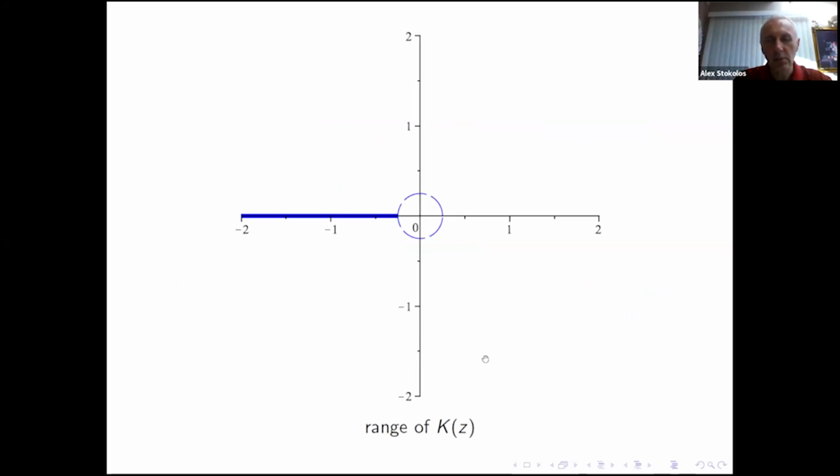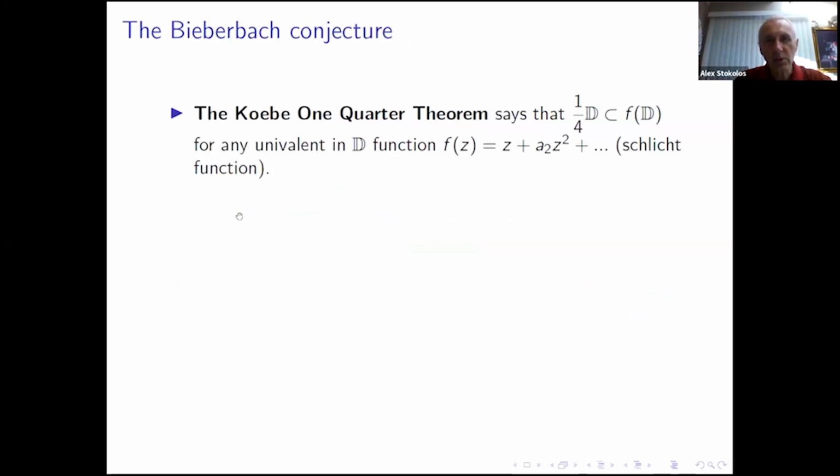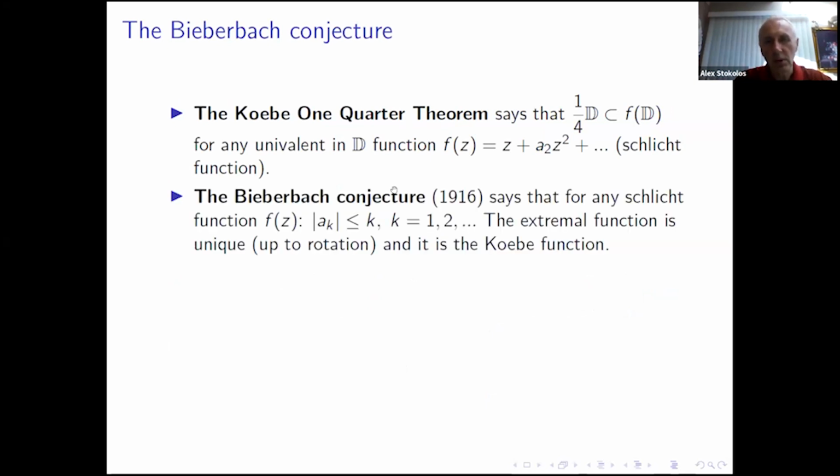This is the image, the range of the Koebe function, and here is 1/4, and here we just have a slit. We remove this portion from the complex plane. Let me say more about the Koebe quarter theorem and the Bieberbach conjecture. Just briefly to remind you, this is a well-known story, but really dramatic and interesting.